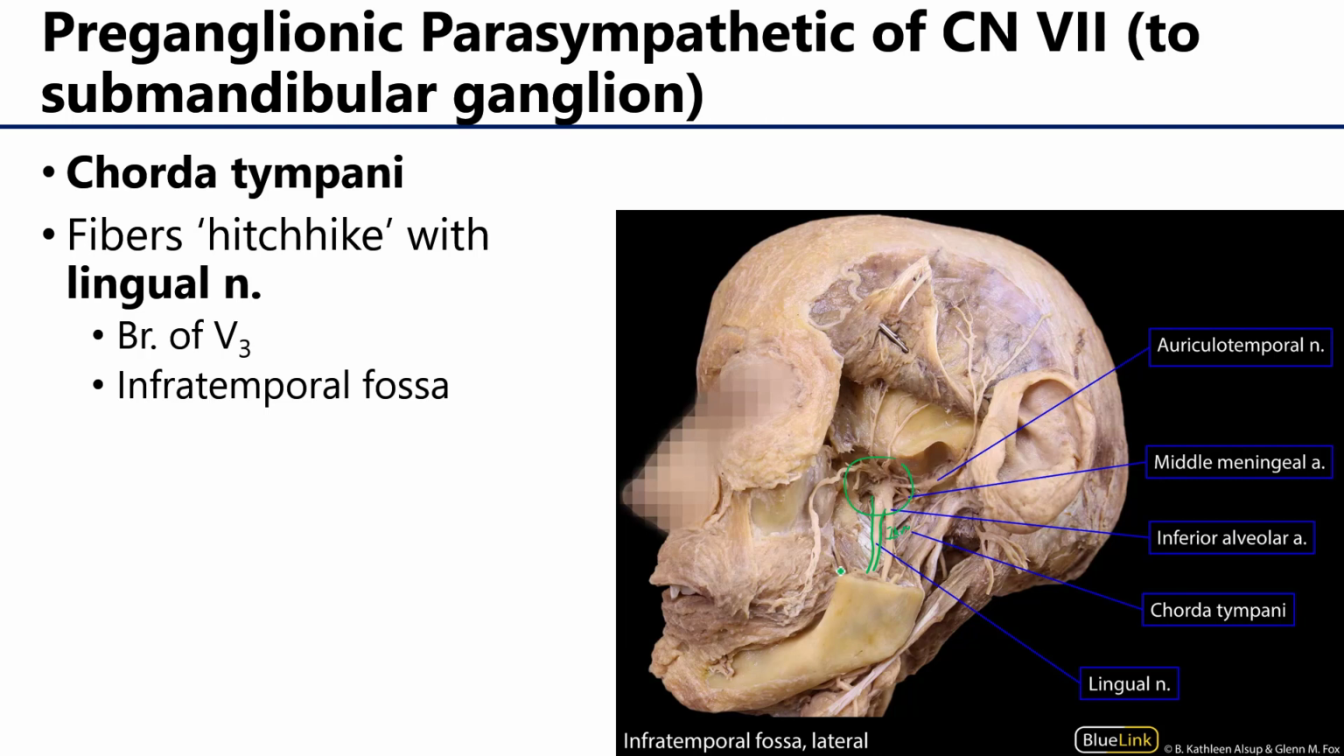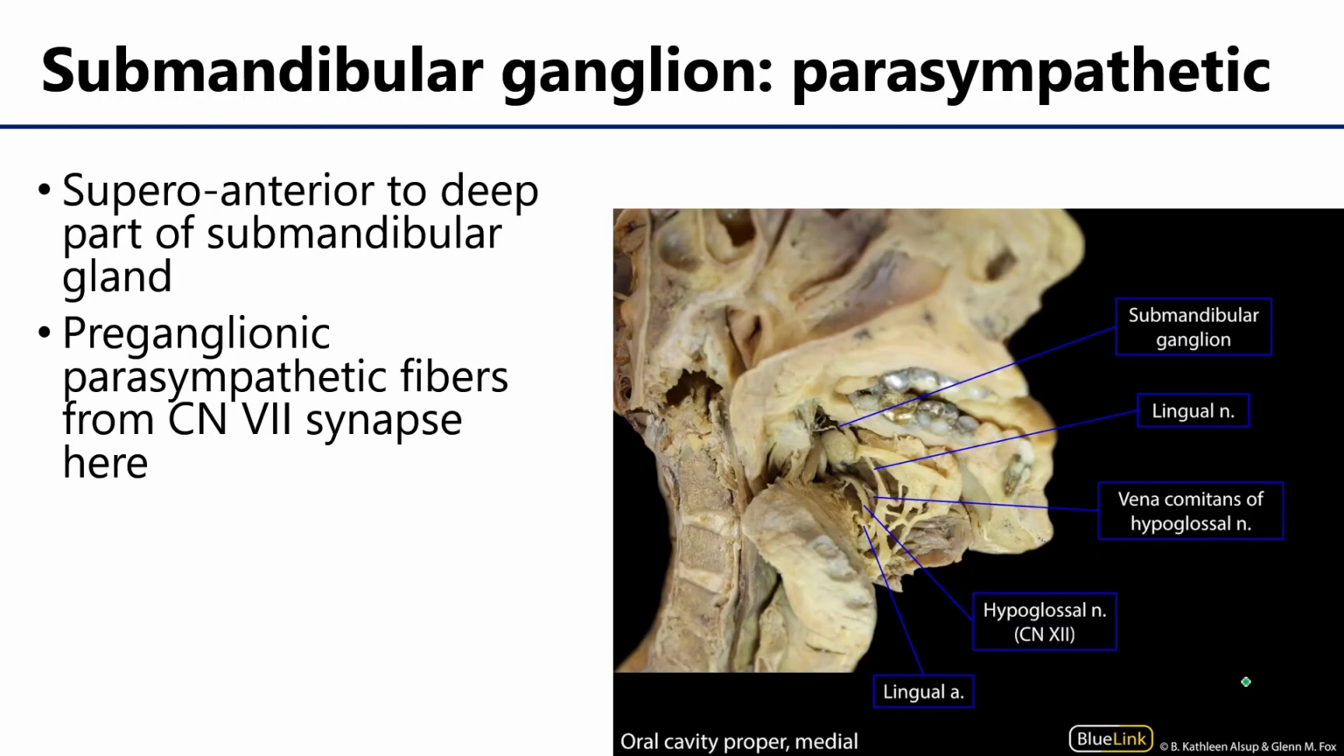heading toward the tongue. Lo and behold, over here, because TMJ is up here, just behind that TMJ, there's chorda tympani coming down behind IN and joining with the lingual nerve. That lingual nerve, somatic sensory, branch of V3. So those preganglionic parasympathetic fibers are hitchhiking on their way along the lingual nerve.